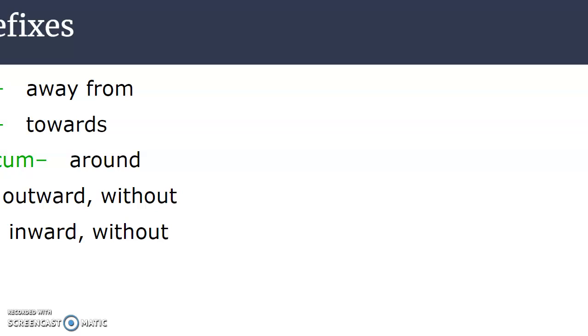E is outward or without. Let's find a word with that. There's not one in your book. We will come back to that. Inward or without. Incision is to cut into, inward. And in, without, would be... that's really testing my memory today, isn't it? Oh, we will come up with one. We'll come up with one here in a second.